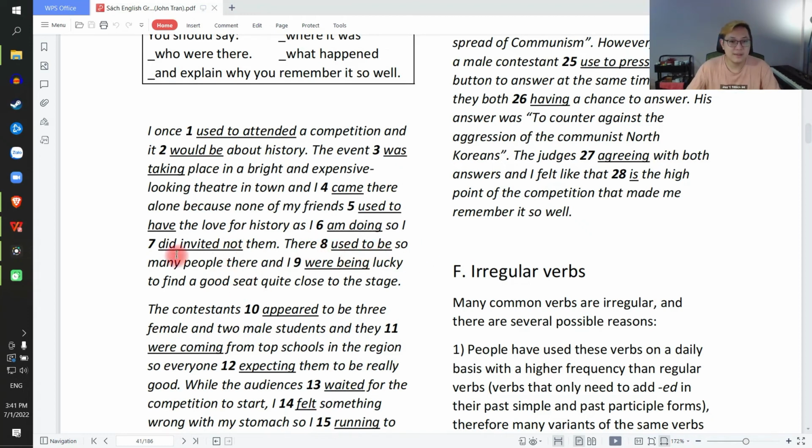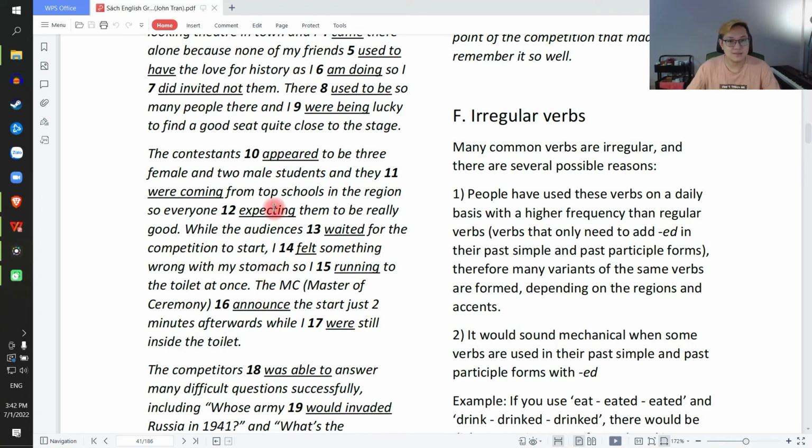There were so many people there, and I was lucky to find a good seat quite close to the stage. 10. The contestants appeared to be 3 female and 2 male students. And they came from top schools in the region. So everyone expected them to be really good.